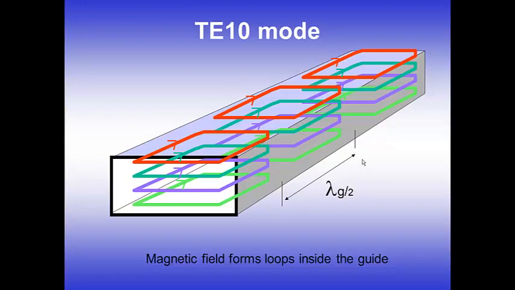And in fact, this transverse electric fundamental mode, referred to as TE10, has a very complicated field pattern. And just to give you some idea of what it looks like, this shows the magnetic field in this TE10 mode, which forms loops inside the metallic waveguide.